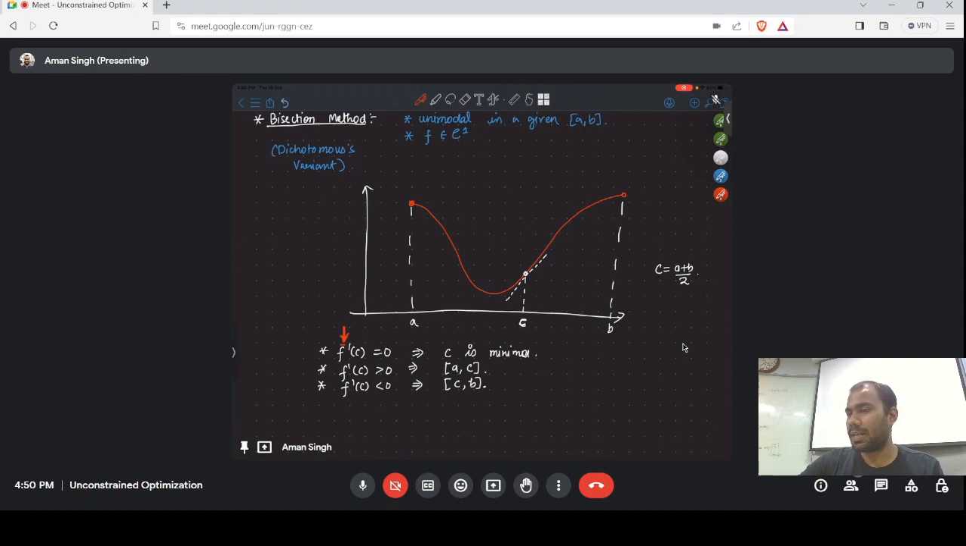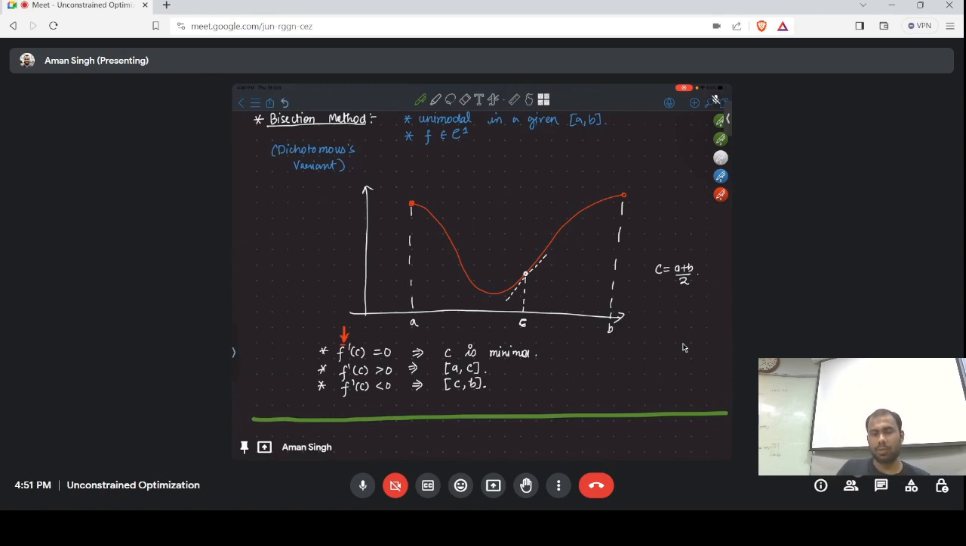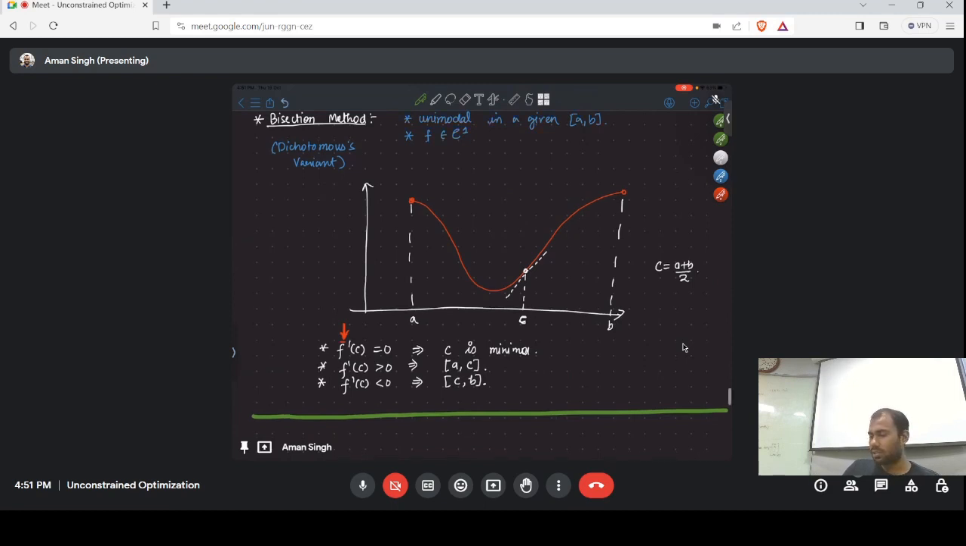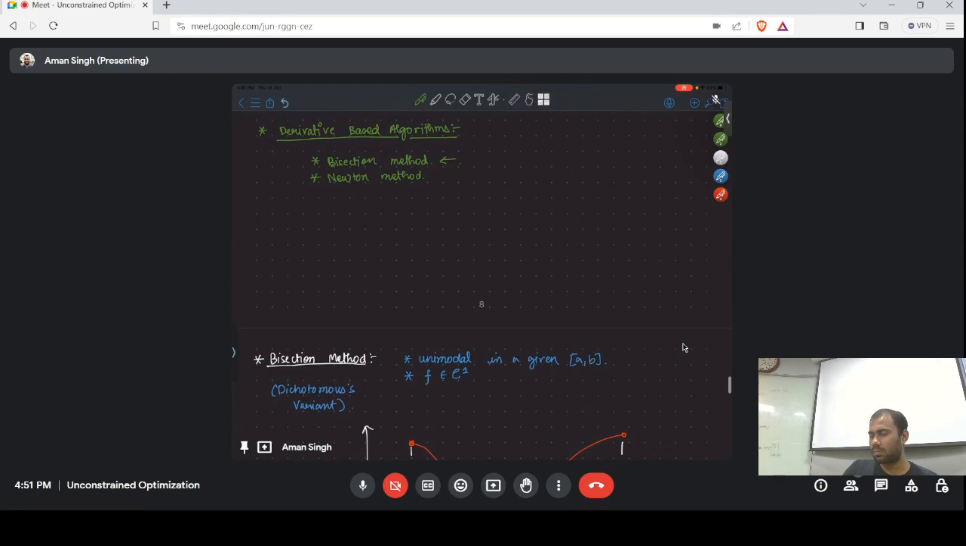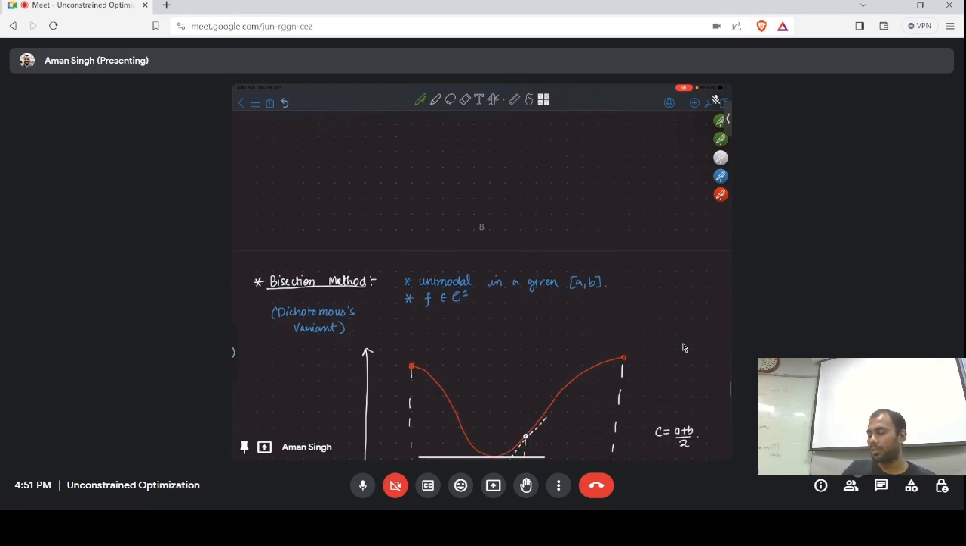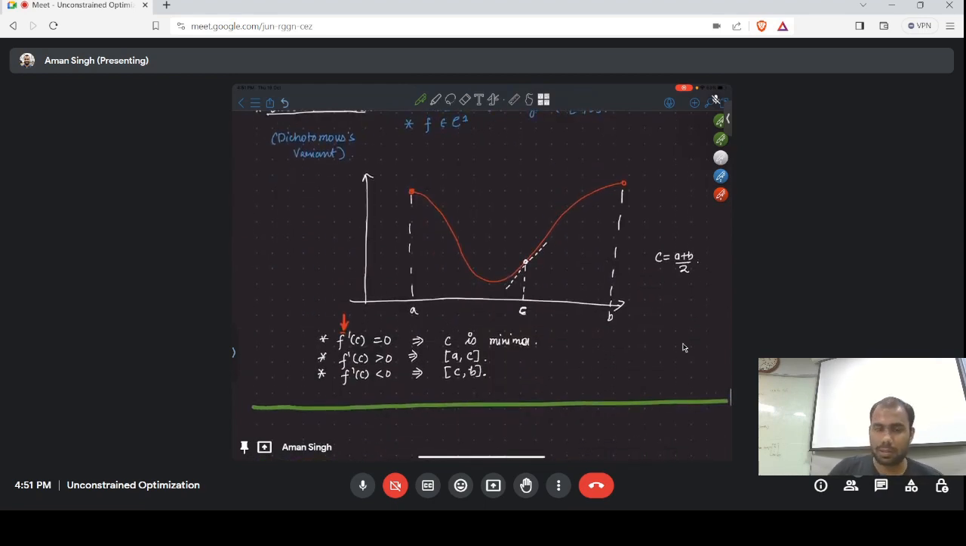So yeah, we'll end our lecture here today. We defined derivative free methods, like dichotomous search, Fibonacci search, golden section search, and we also explained one of the derivative based algorithms called the bisection method, and Newton's method we'll do in the next lecture.